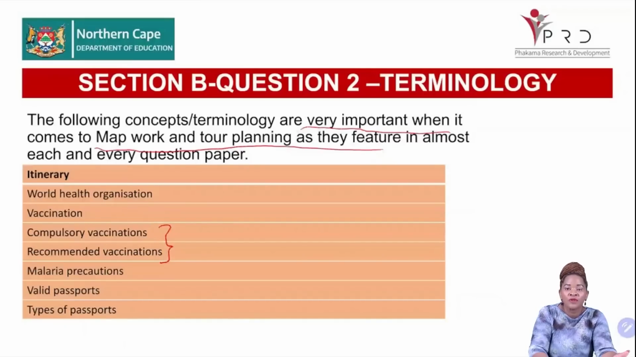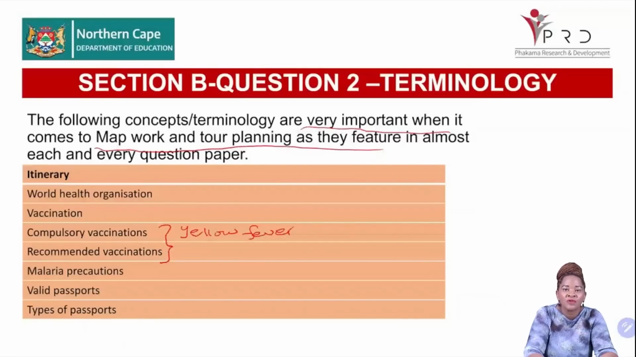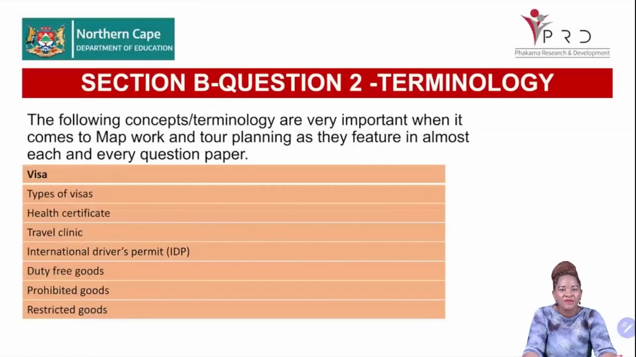Remember, the compulsory one, compulsory means it is a must to do. You have to take those compulsory vaccinations. And in this case, we usually talk of a compulsory vaccination for yellow fever. After getting vaccinated for yellow fever, you will get a health certificate. So that one is compulsory. Malaria precautions, you need to know them. Valid passport, the types of passports, you need to know all the types of passports that you did in class grade 12. And also, you must know the visa.